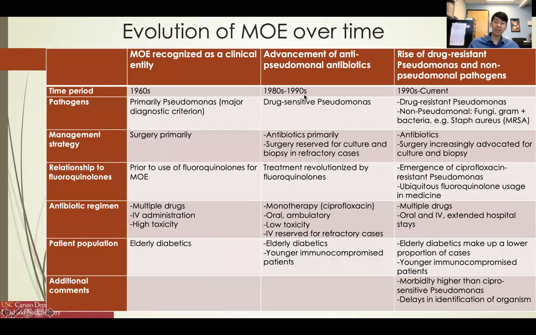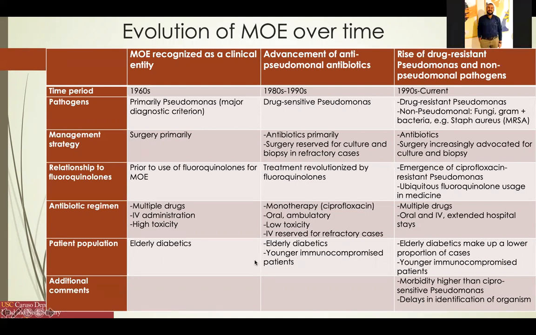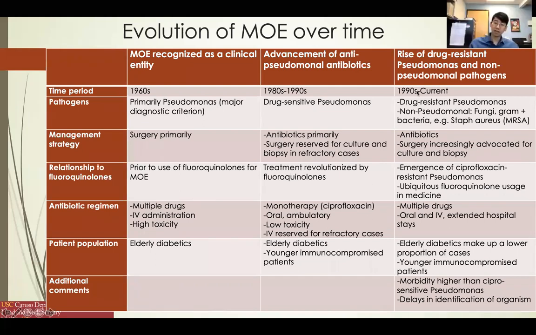Then in the 80s, 90s, we were really revolutionized by anti-pseudomonal antibiotics. And there was less surgery, it was more for really bad cases. Monotherapy with Cipro was working well, and so patients didn't really need IV antibiotics as often, and they could be treated on an outpatient basis. And we're starting to see some younger immunocompromised patients. And more recently, we are seeing the drug-resistant Pseudomonas.